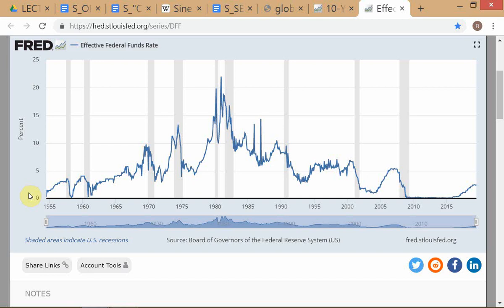What you're seeing on this chart is the US equivalent of the Indian repo rate. This is what is called the effective federal funds rate, which is essentially a weighted average of the rate prevailing in US money markets for borrowing reserve funds.